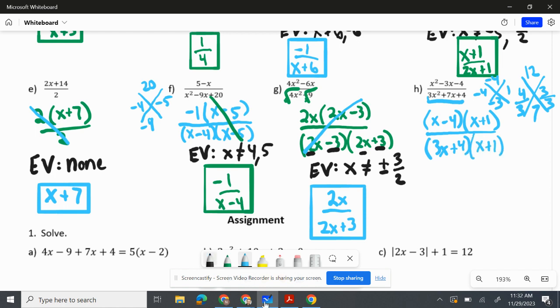So once again, I'm going to look for my excluded values. It's only looking at the denominator. So when I look at the denominator, I have negative 4/3 and I have negative 1. Simplifying it, I see they both have an x plus 1 in common. So that gives me x minus 4 over 3x plus 4.